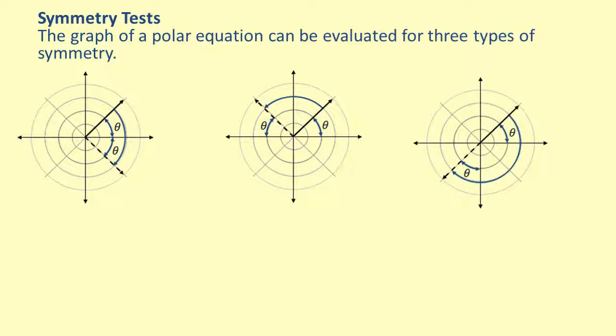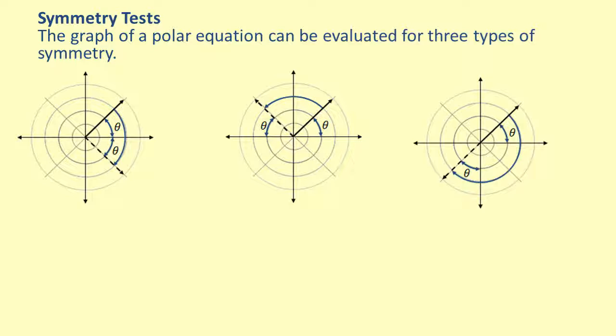Let's look at the graphs of some polar equations and check them for symmetry. First, we'll review the concept of polar coordinates. In the same way that an equation like y equals 5x describes the relationship between x and y on a Cartesian grid, a polar equation describes the relationship between r and theta on the polar grid.